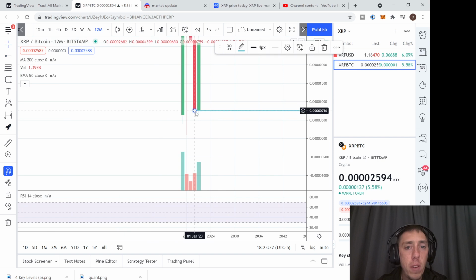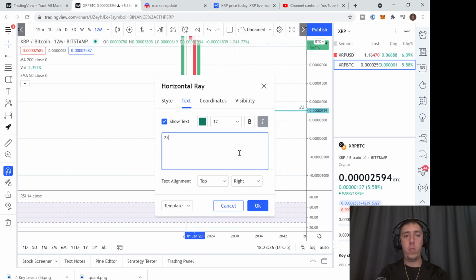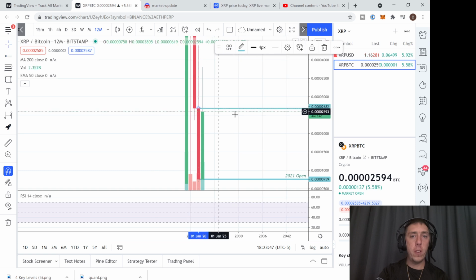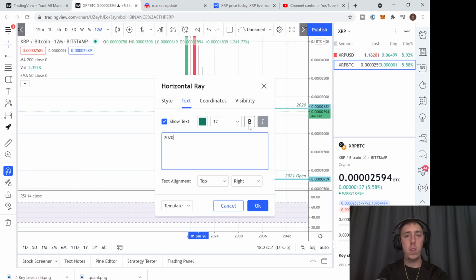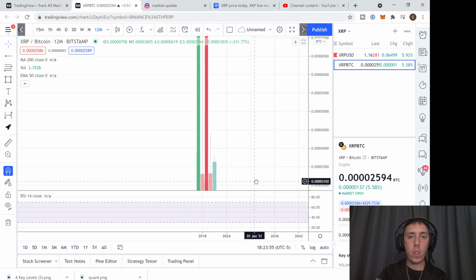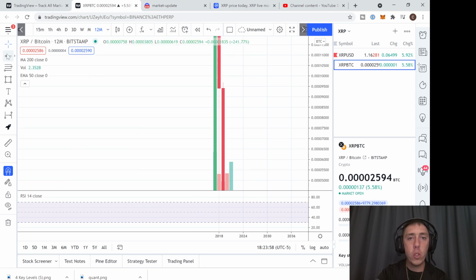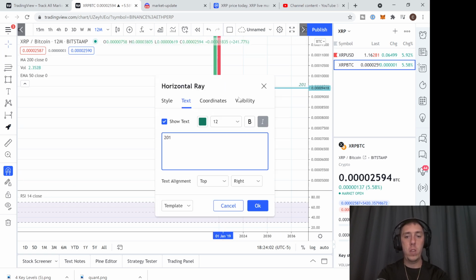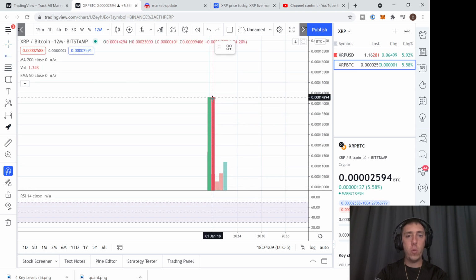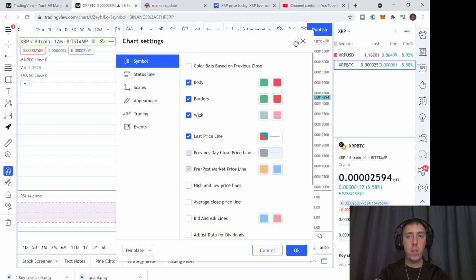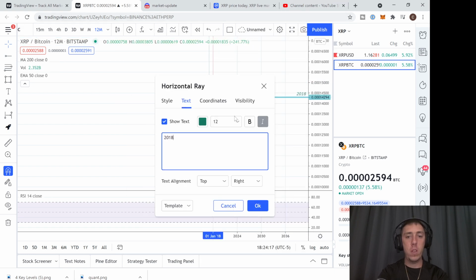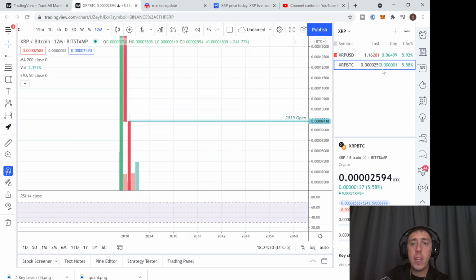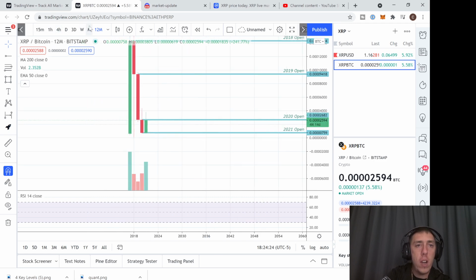So here, this is gonna be the 21 open. I can't type today. Be the 2020 open. We're gonna have open. And of course we have the 18 open. All right, significant levels. So now let's go ahead and go to our monthly level.